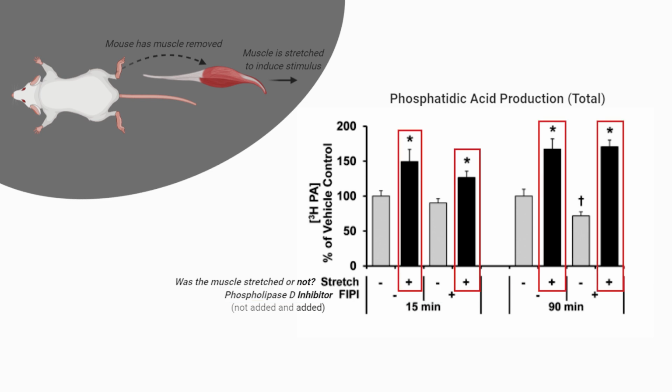Well, although muscle stimulation does increase phosphatidic acid levels in the muscle, the use of phospholipase D inhibitor does not seem to decrease these levels to any significant degree. So far, this implies phospholipase D does not play a major role in muscle-stimulated muscle cell growth signaling.